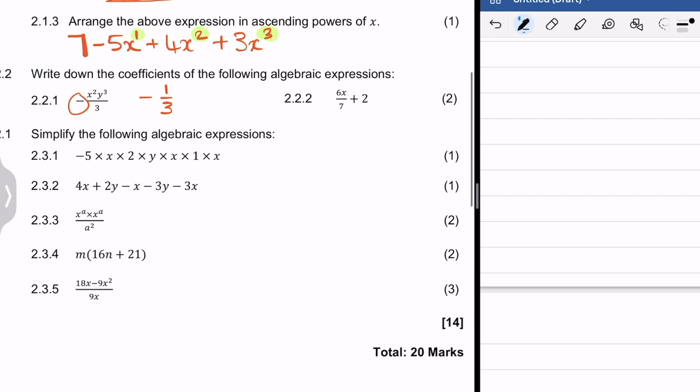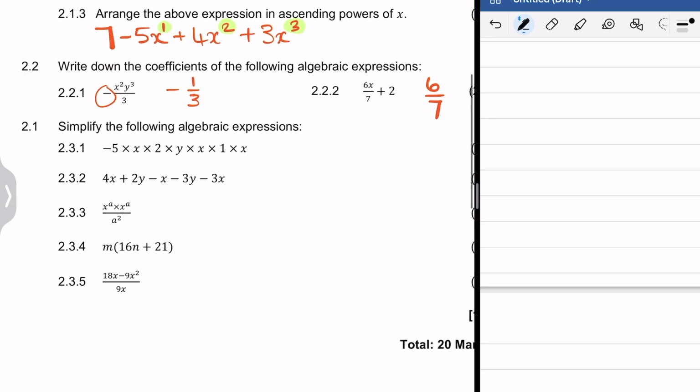Then the next one should be a bit simpler. My 2 here is a constant. It does not even feature as a coefficient at all because it's not a coefficient. The coefficient is the one that's attached to the variable, and that here is much easier to see. It is 6 over 7. So that's my coefficient. A lot of you are just rewriting, you're just taking this and you're rewriting it as your answer, and that of course is not correct. The coefficient does not have variables, it is only the number.